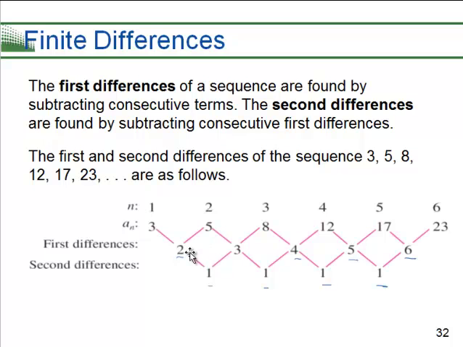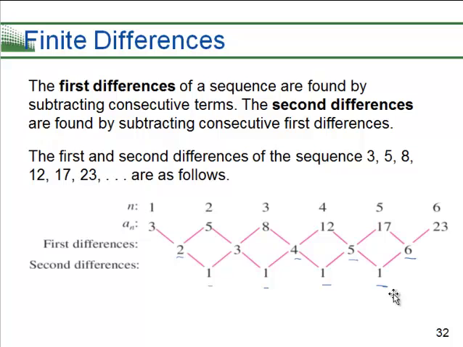3 and 5, I take the difference, I get 2. 8 and 5, the difference is 3. 12 and 8 is 4. 17 and 12 is 5. 23 and 17 is 6. I then take the differences of these terms. 3 and 2 is 1, 4 and 3 is 1, 5 and 4 is 1, 6 and 5 is 1.